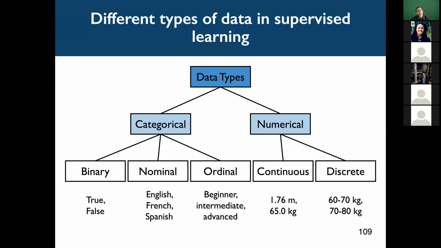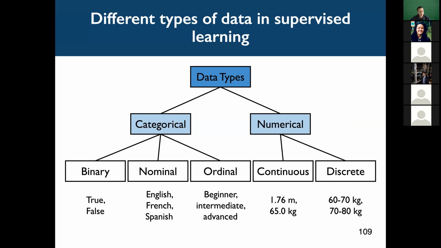So the different data types in supervised learning, shown in this figure, right? There are typical types of data. The first category is categorical data. The second category is numerical data. In categorical data, we have binary, nominal, and ordinal data. In numerical data, we have continuous and discrete data.